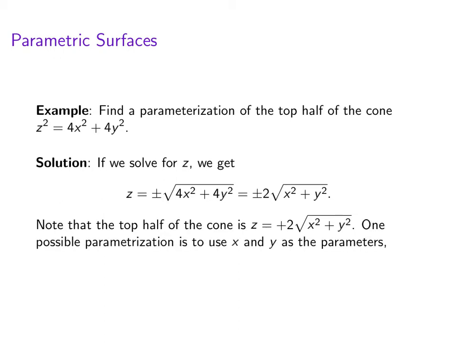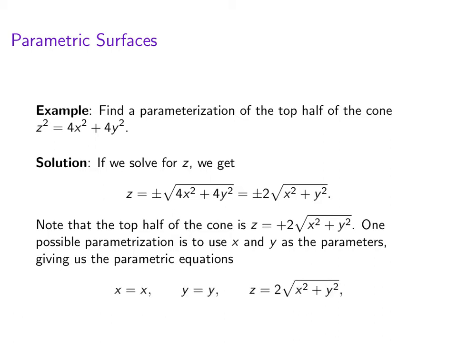Now one way to parameterize this is to use x and y as the parameters, and that gives us these parametric equations. So x is just x, y is just y, because those are the parameters, and then z equals 2 times the square root of x squared plus y squared. Or you could have this as its vector equation. r of x, y equals the vector x, y, 2 times the square root of x squared plus y squared.